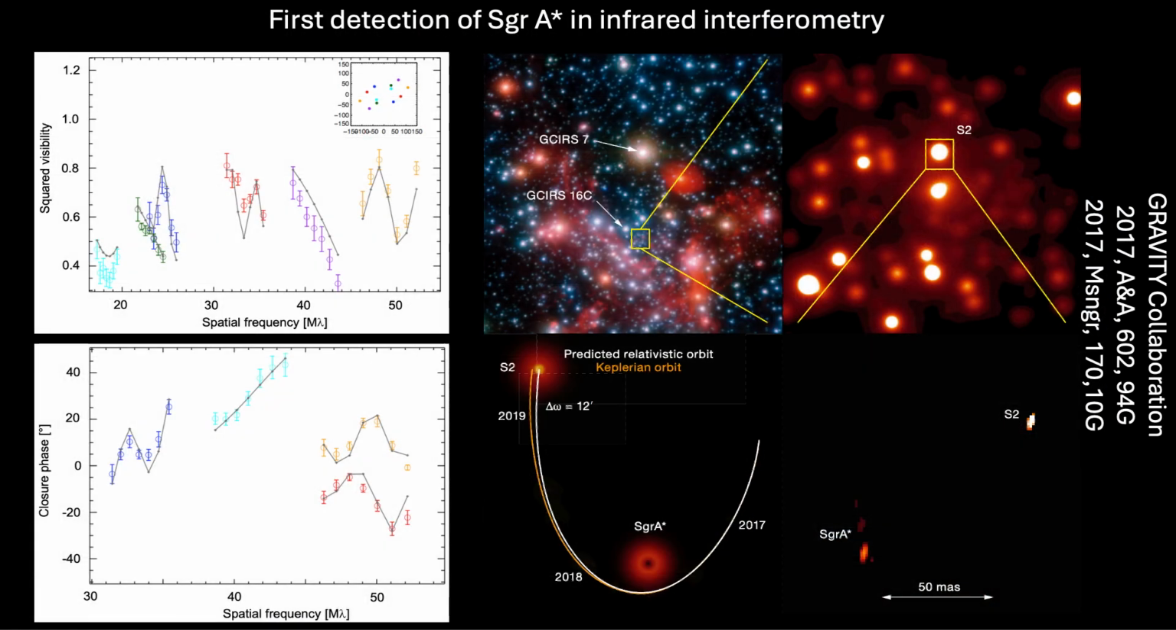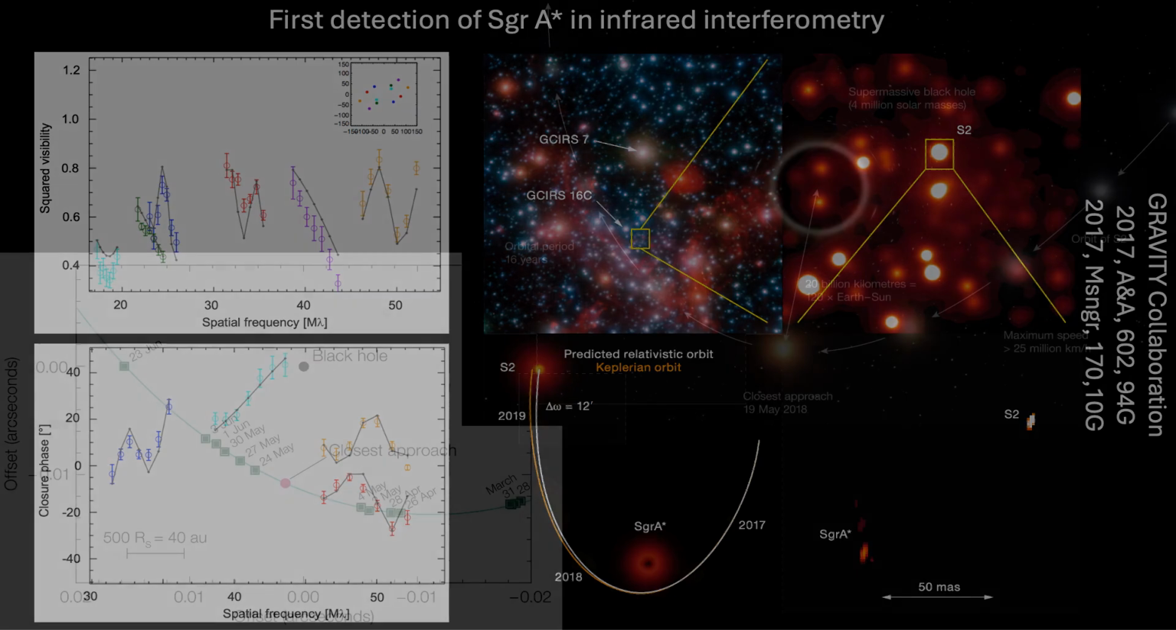Gravity simultaneously measures 6 squared visibilities and 4 closure phase values. The squared visibilities measure the spatial extent of a target along the projected baseline. The closure phase is a robust quantity, largely independent of atmospheric perturbations, used to investigate asymmetry or detect high-contrast companions in the source geometry.